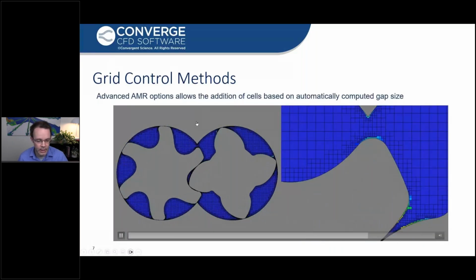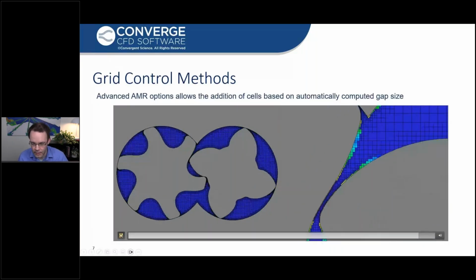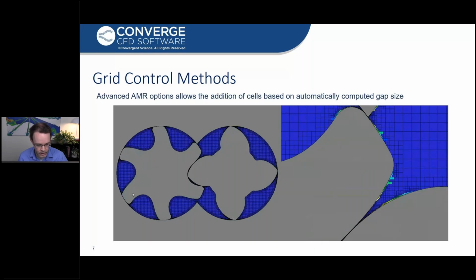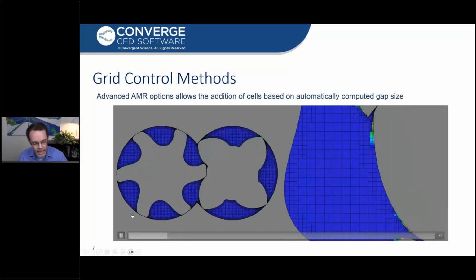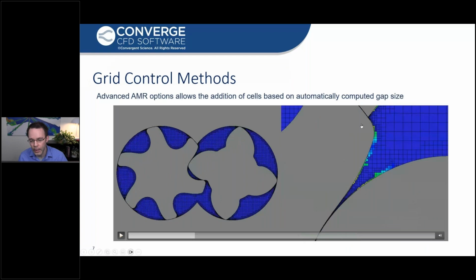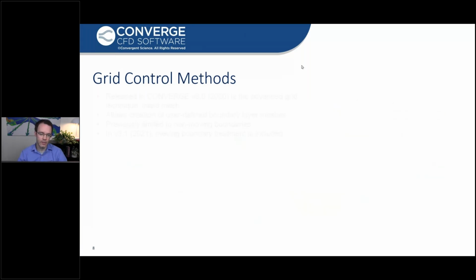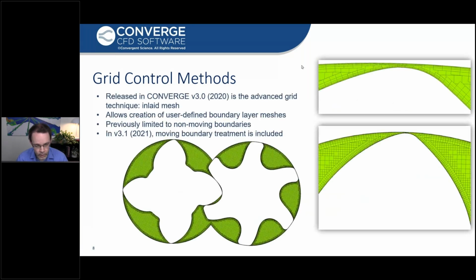In this animation here of the screw expander, you can see how the mesh is added right where the lobes of the compressor come close to the casing. We don't want to add the finer cells there all the time, but only when that small gap is present. We can also do the same thing in between the rotor and the other rotor, so we can refine that mesh automatically based on our user-specified criteria.